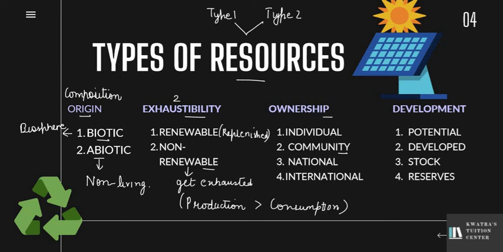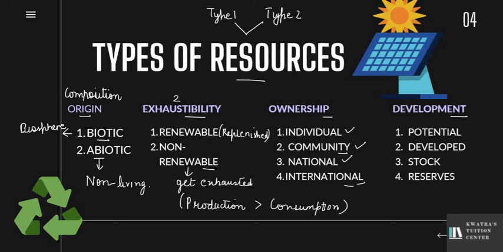Then I have national resource. These resources basically fall under our government. Our government is responsible for their maintenance, for their sustenance. Government is completely responsible for that. Then I have international resources. Once we cover individual resources, then community resources, and then national resources, whatever is left falls under international resource, which is neither covered in individual, community, nor national resource. Then I have the header of development.